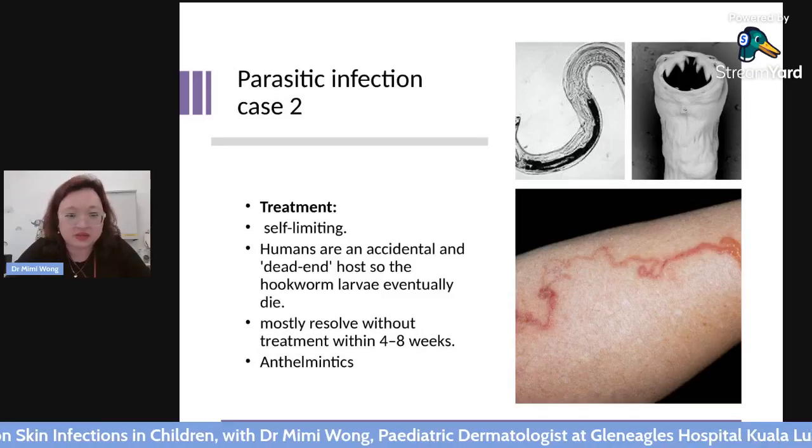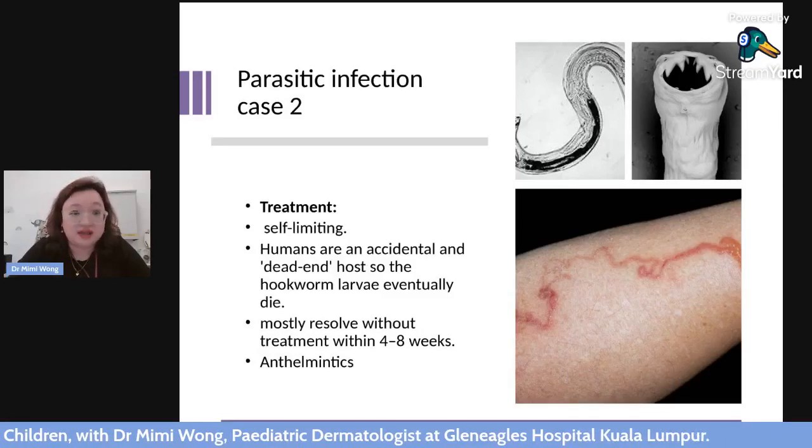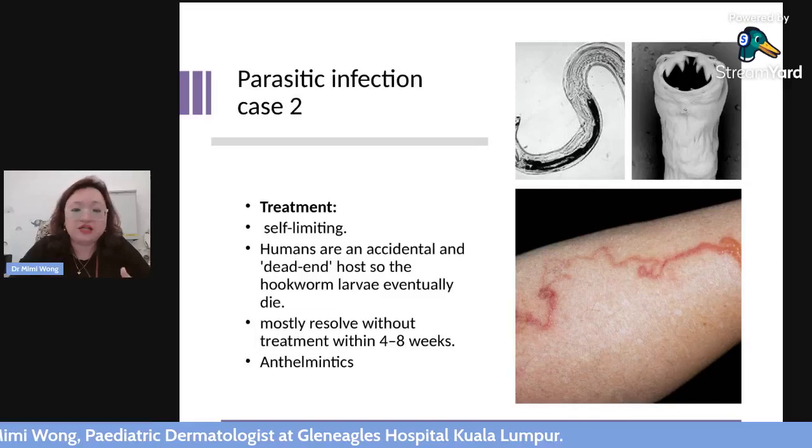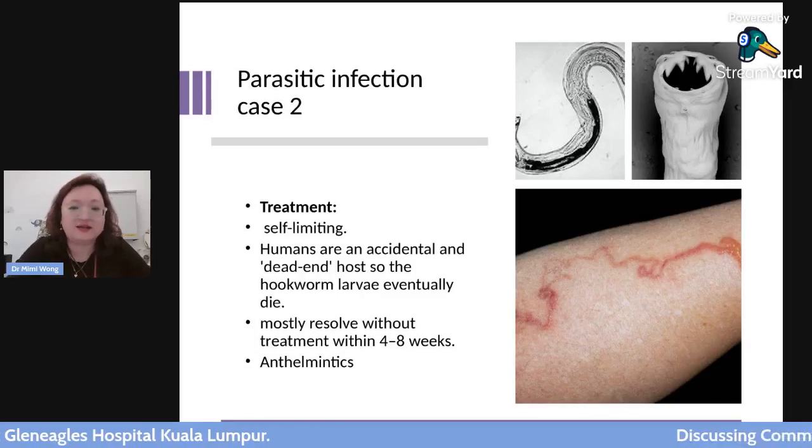However, it might cause this intense itch. So usually, I will treat with anti-helminthics, oral albendazole, for 3 days.